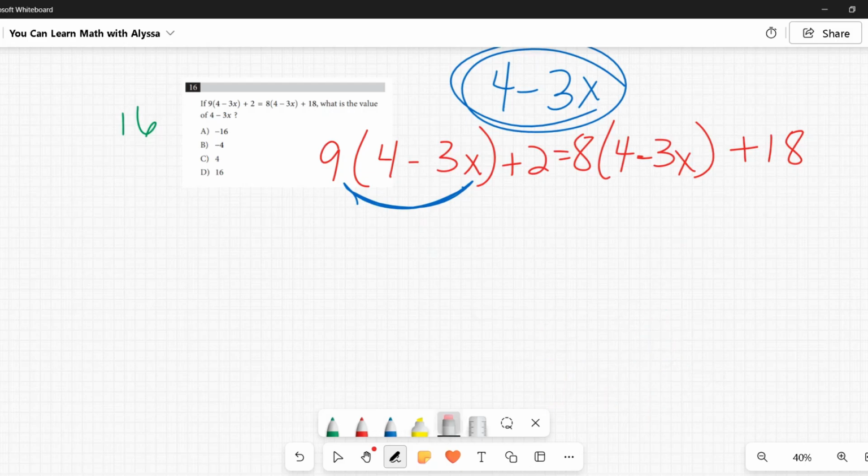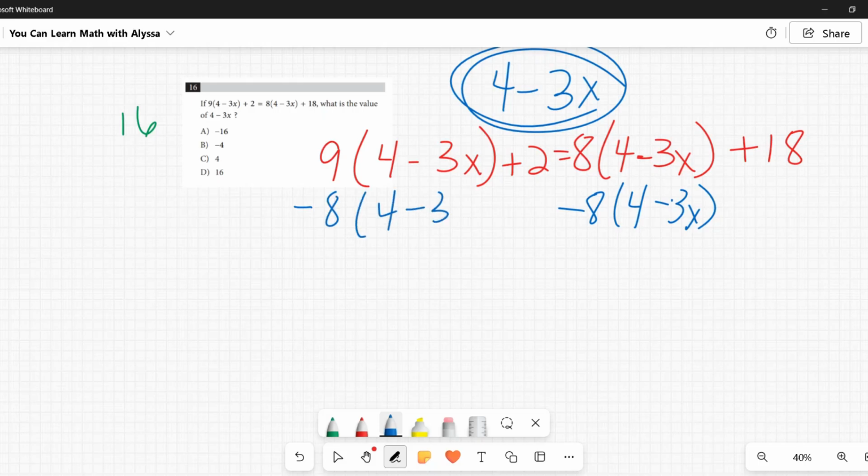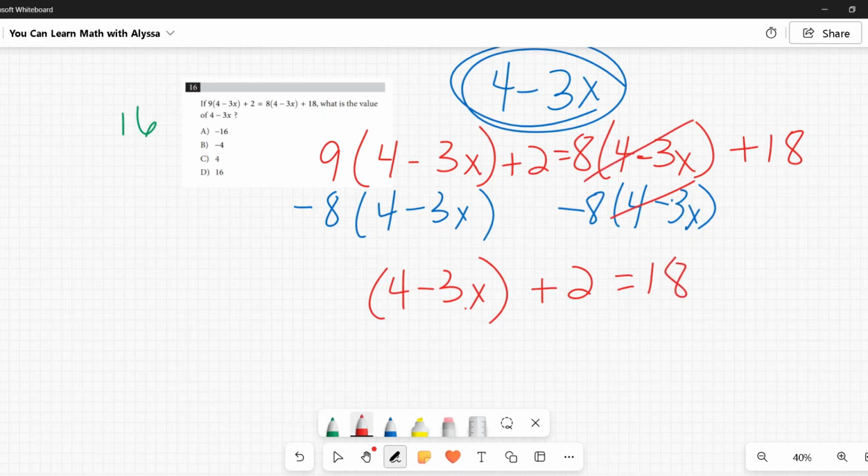Let me show you what I mean. So here I have 9 4 minus 3x's on the left, and on the right I have 8 4 minus 3x's. So I'm going to subtract 8 4 minus 3x's from both sides. So on the left, 9 4 minus 3x's minus 8 4 minus 3x's just leaves a single 4 minus 3x. That plus 2 stays around, and on the right, we just have that 18 because those canceled out.